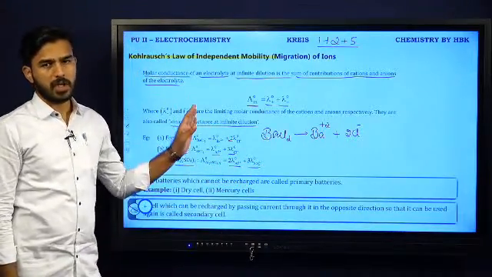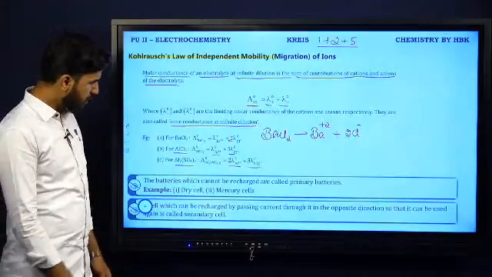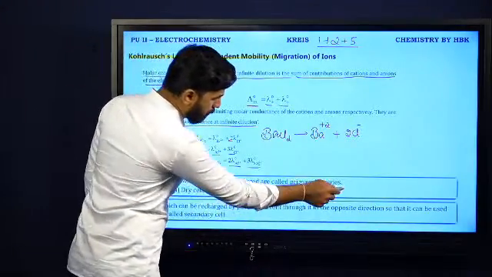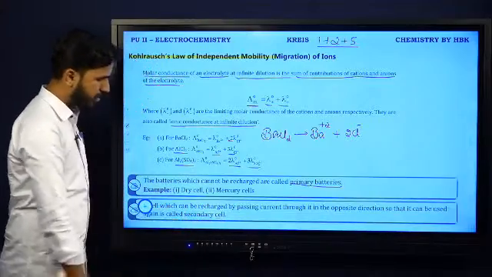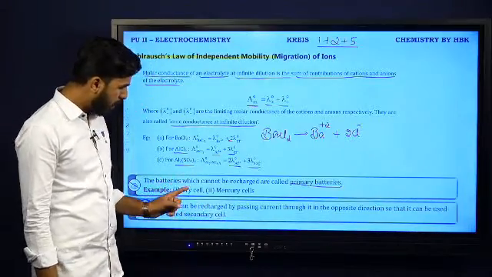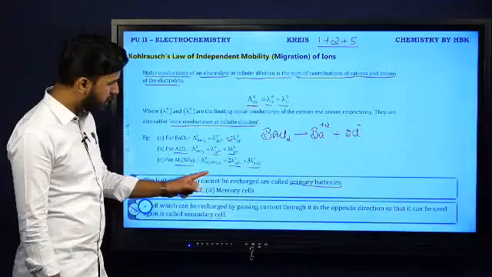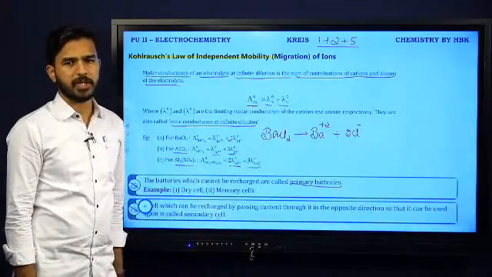This is Kohlrausch's law. So the next important definition: what are primary batteries, give example, and what are secondary batteries, give example. Primary battery is nothing but the battery which cannot be recharged, called primary batteries.